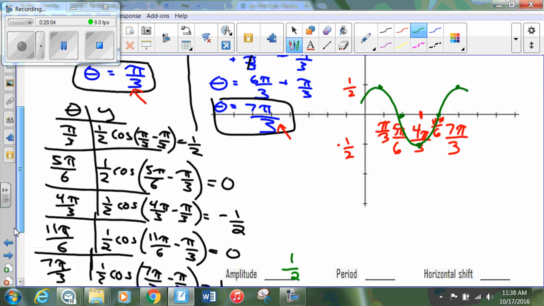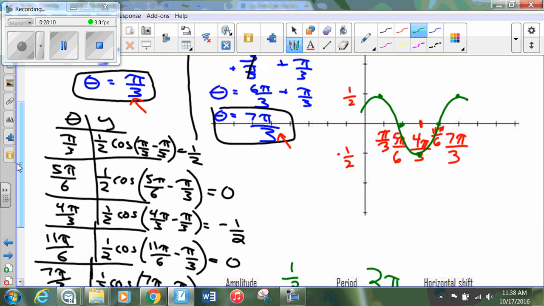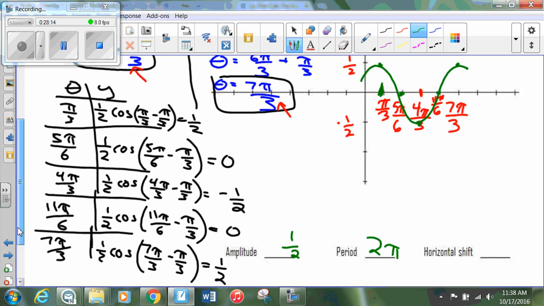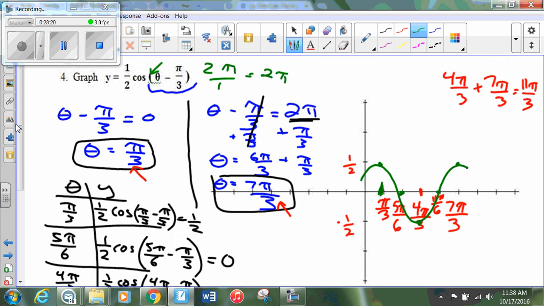And then our horizontal shift, we can just see it starts at pi over 3. So that's our horizontal shift. We can look either at the graph or at what comes after the theta for our horizontal shift. Sometimes on the test, it might say to the left or to the right. So we would say shifts to the right. It's not asking us right now.